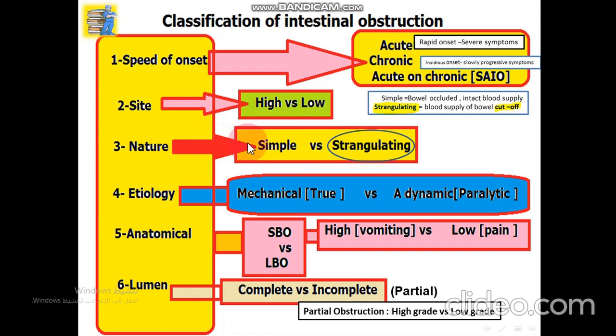Simple bowel obstruction means the bowel is occluded but with intact blood supply. Strangulating bowel obstruction, blood supply of the bowel is cut off or compromised. This is a top emergency. Strangulating bowel obstruction needs urgent surgical intervention and correction. Etiology, as we said before, mechanical true bowel obstruction versus adynamic paralytic bowel obstruction. Anatomical, we can classify small bowel versus large bowel. According to the lumen, complete bowel obstruction versus incomplete bowel obstruction.